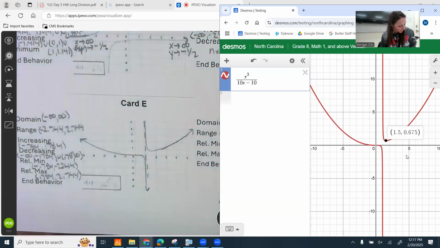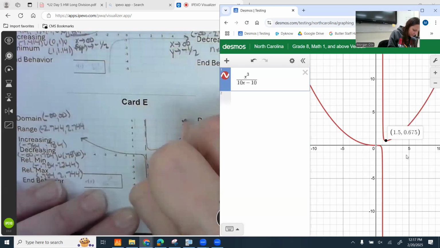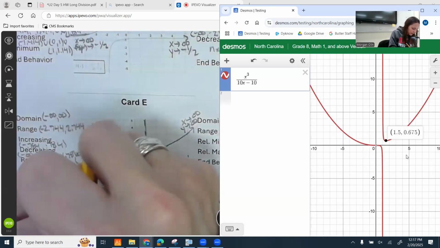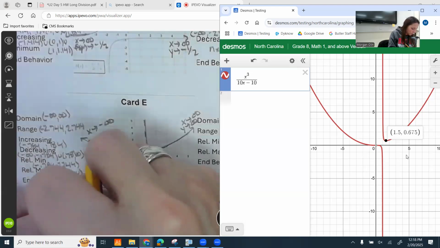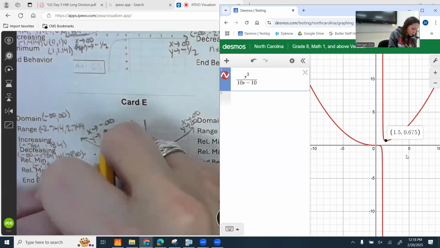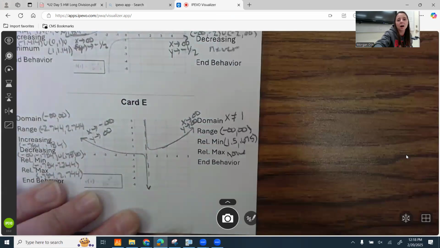And then the end behavior. Here, as x approaches infinity, where's our y going? Well, this time it is going up to infinity. And here, as x approaches negative infinity, where is our y going? Our y is going to positive infinity because it's going up.